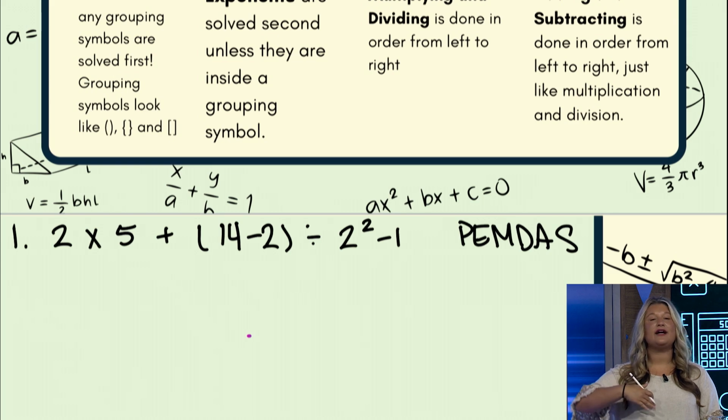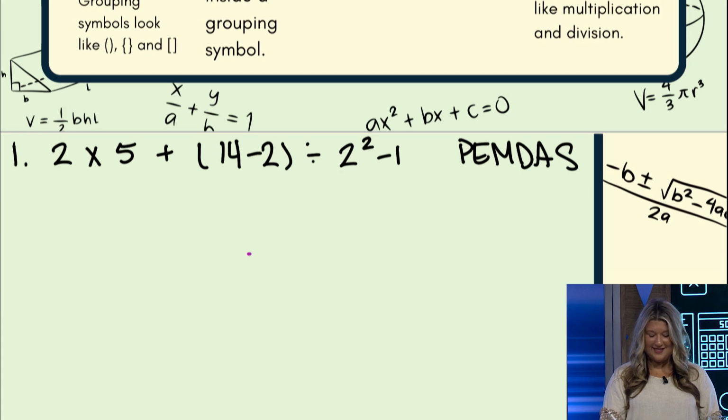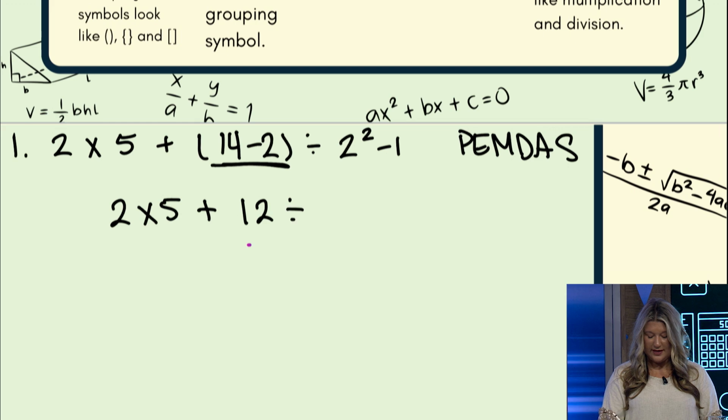PEMDAS. And then I'll cross it off as I go through it, just to help visually keep me on track. So first we have parentheses. We have 2 times 5 plus 14 minus 2 divided by 2 squared minus 1. What's in our parentheses is 14 minus 2, so we have 12 when we do that. And everything else gets brought down. So 2 times 5 plus 12 divided by 2 squared minus 1.